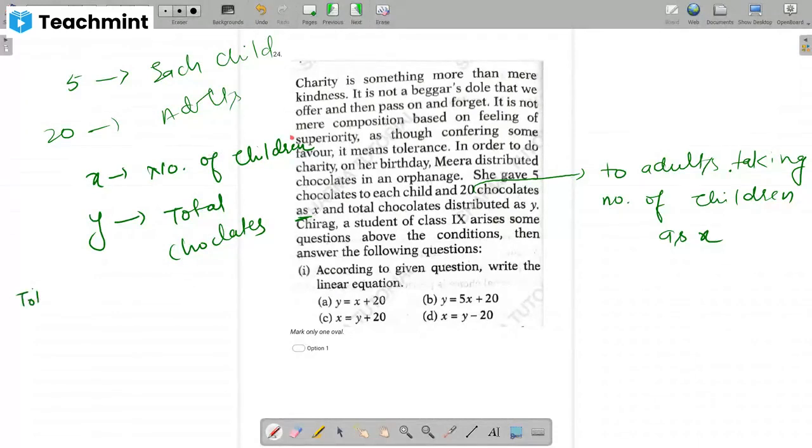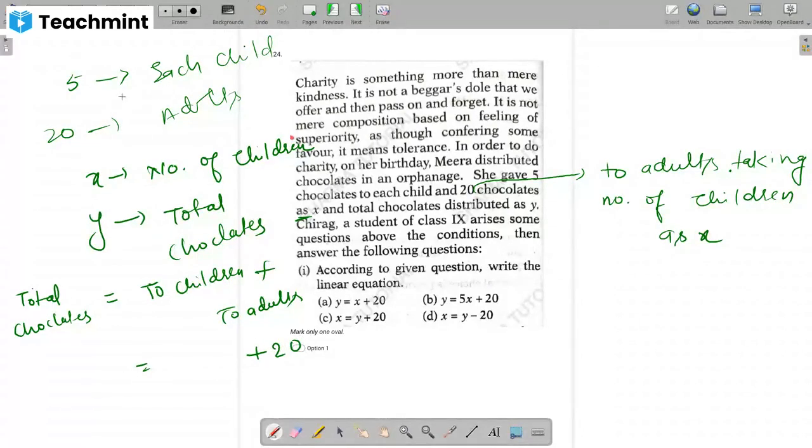In the word problem, we will write: the total chocolates will be equal to the chocolates given to whom? To children plus to adults. She gave 20 chocolates to the adults, and she gave 5 chocolates to each child, and there are x number of children. So 5 chocolates she gives to one child. How many chocolates will these x children get? It will be 5x only. And the total chocolates we have is y.